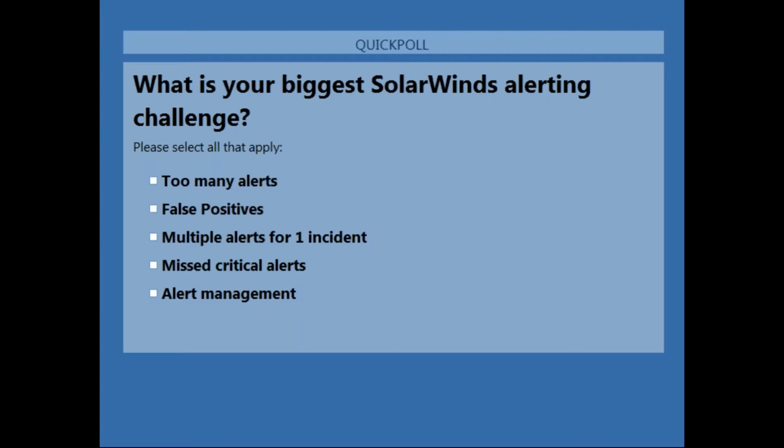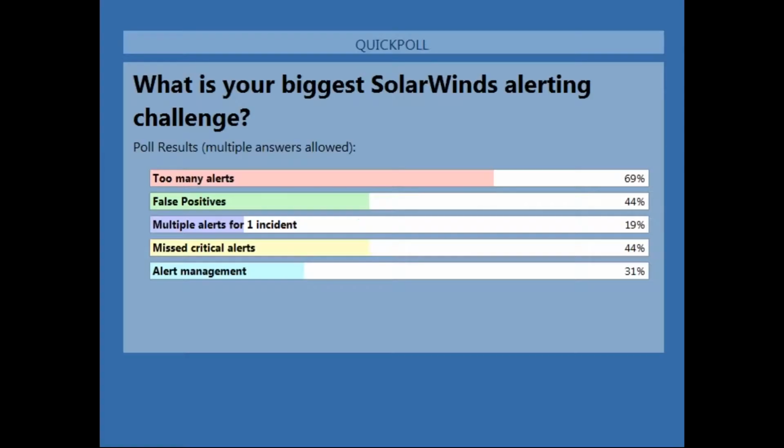Okay, so I think pretty much everyone has voted. I'm going to close this and share. Well, there's a surprise. So 69% said too many alerts, 44% false positives, 44% as well missed critical alerts, and around 31% have problems with alert management. Hopefully they won't be with 500 for the same thing. And finally, you get around 20% that tend to receive multiple alerts for one incident. You said that's an alert storm, correct? Yeah, we kind of call that an alert storm.